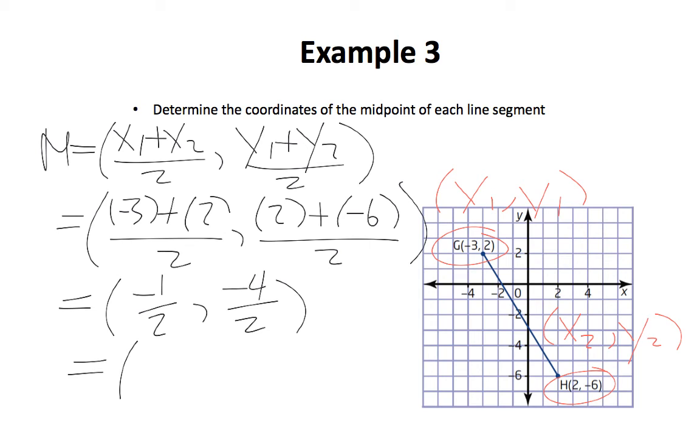Now you could simplify this fraction into a decimal, however I'm going to leave it as a fraction, and -4 divided by 2 is -2. And last but not least, you again want to double check your diagram to make sure that this midpoint is reasonable.